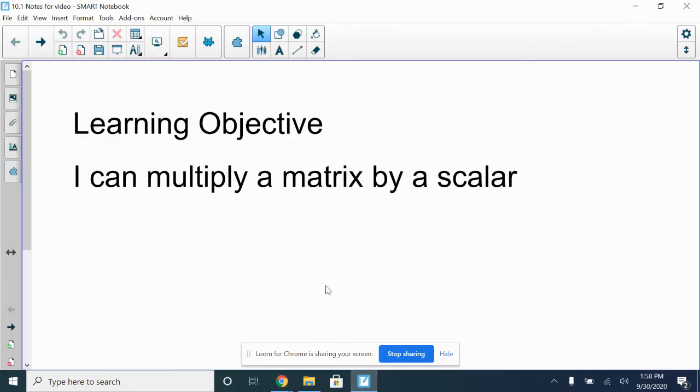All right, so we are going to go ahead and get started. So today we are talking about multiplying a matrix by a scalar.